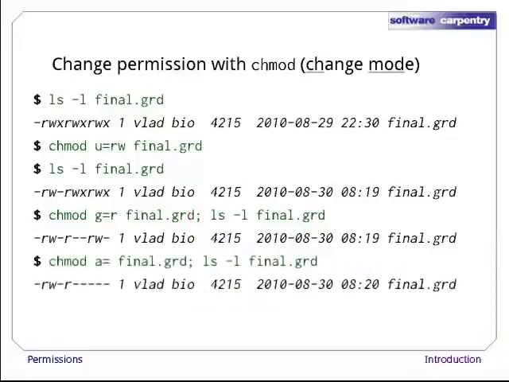Finally, let's give everyone on the system who isn't the file's owner or in its group no permissions at all. That's what a= means. The a signals that we're changing permissions for all, and since there's nothing on the right of the equals, all's new permissions are empty. Those are the basics of permissions on Unix.